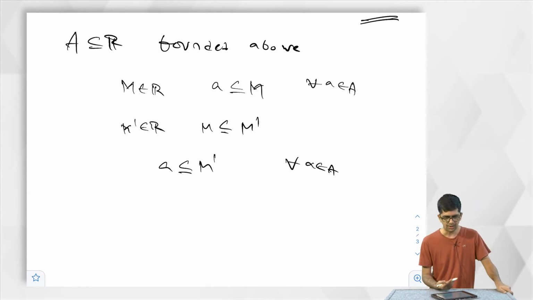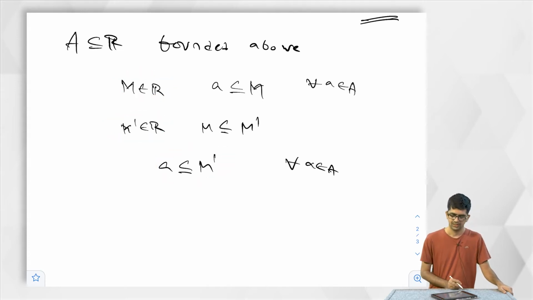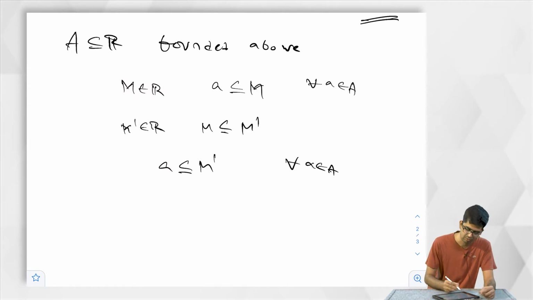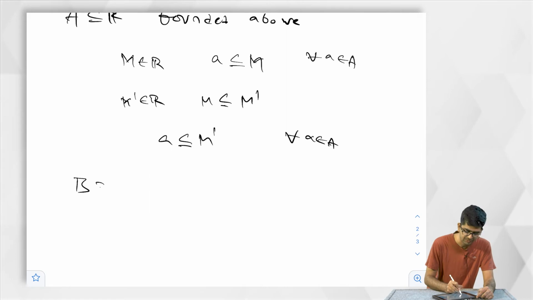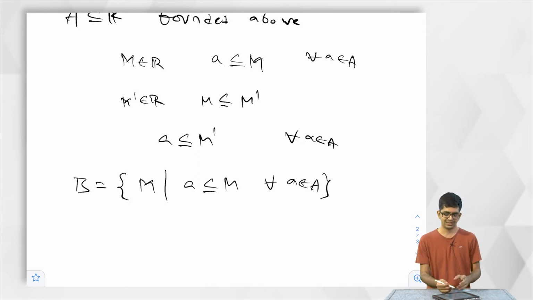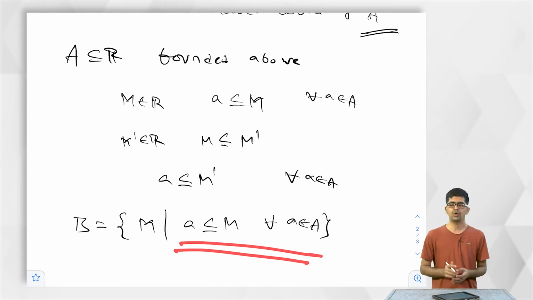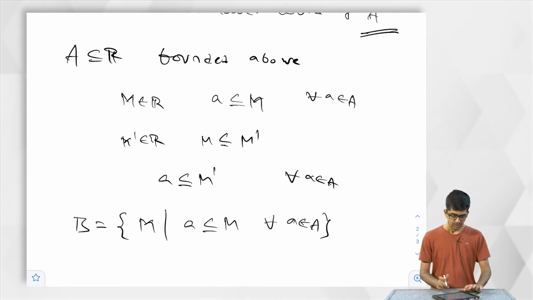So, this notion of upper bound is not unique. For every element M prime that is greater than M, we have this property. So, now what we do is we collect all such upper bounds. Let me write down the subset B. B is the set of M belongs to R such that A is less than or equal to M for every A belongs to A. This is the set that I am considering now, and I know this is non-empty because it is already mentioned that A is bounded above. So, there will be some element M with this property. I am just collecting all such elements.